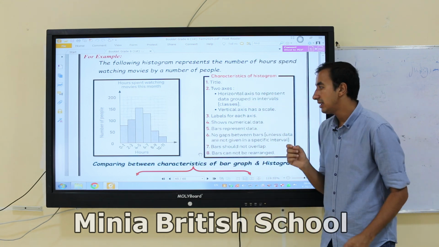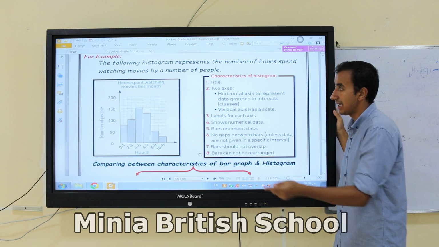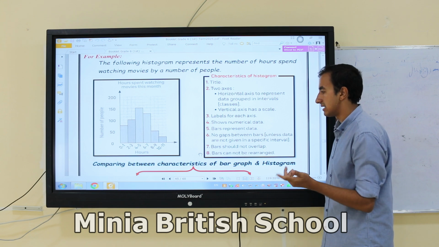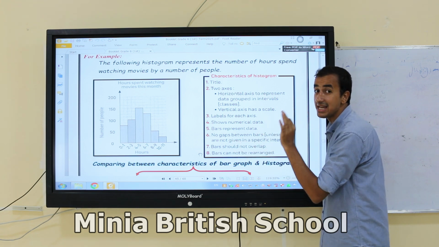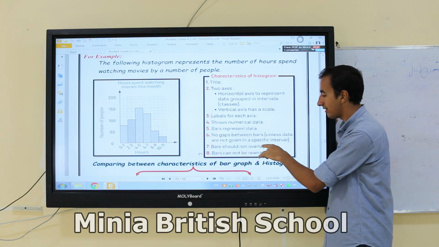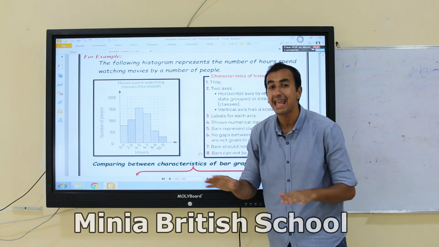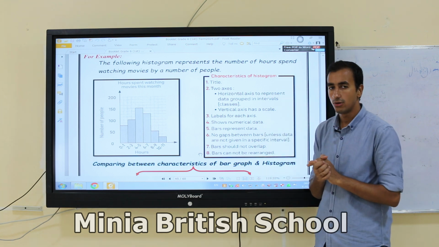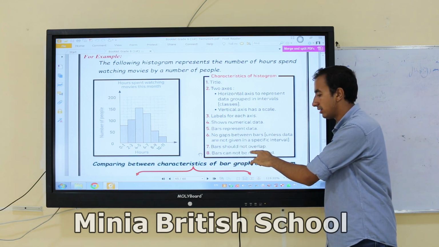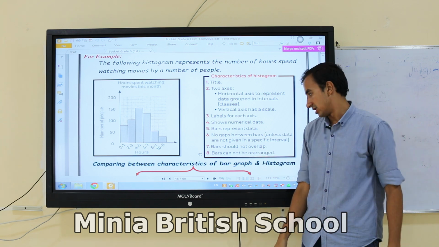Number 3, labels for each axis. Number 4, it shows numerical data, only numerical data. Number 5, bars represent data. Number 6, important: no gaps between the bars unless data are not given in a specific interval. So I don't have any gaps between two bars. Number 7, bars should not overlap. Number 8, bars cannot be rearranged.